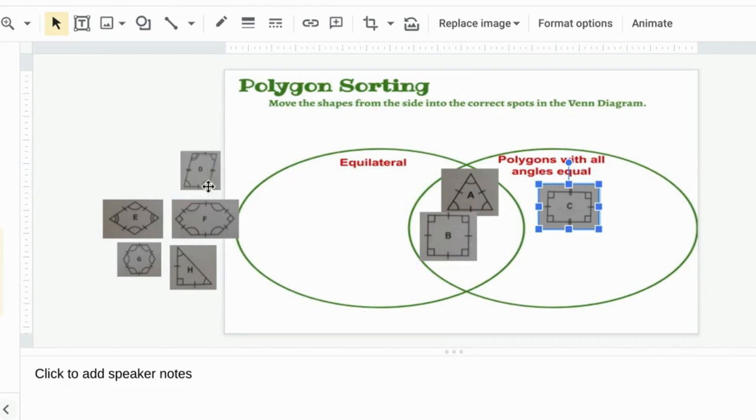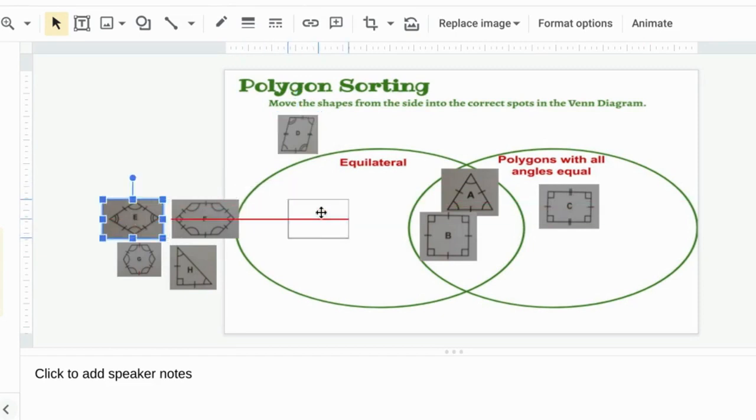D doesn't have equal sides, also doesn't have equal angles, so it's just going to be outside. E, our sides are all the same length, but our angles are not.